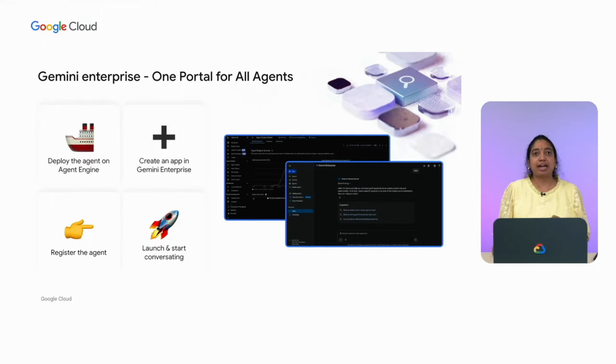This leads to integration nightmares where we waste time building boilerplate code, and governance gaps caused by unmanaged access across scattered apps. Gemini Enterprise solves this as one portal for all AI agents. It acts as a seamless bridge separating the backend brain from the front-end face. In just 4 steps: deploy, create app, register, and launch.